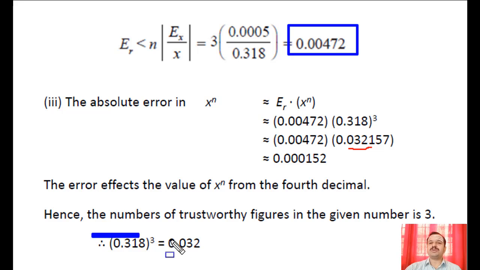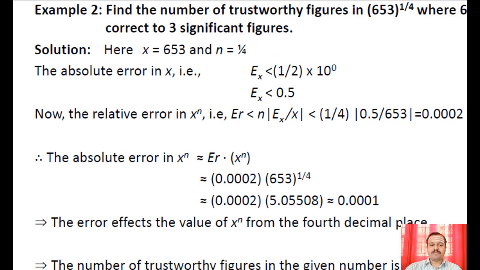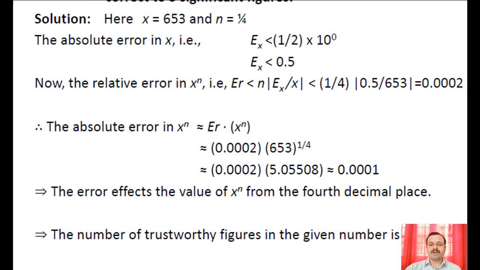So this is how one can solve the examples on numbers of the form x to the power n. This is one example I have shown you. You can try another example. Please look at this: find the number of trustworthy figures in the number 653 to the power 1 by 4, where 653 is correct to 3 significant figures. Again they have given 3 significant figures. So here you should understand what the given data is. The given data, x is 653, that is the base number.